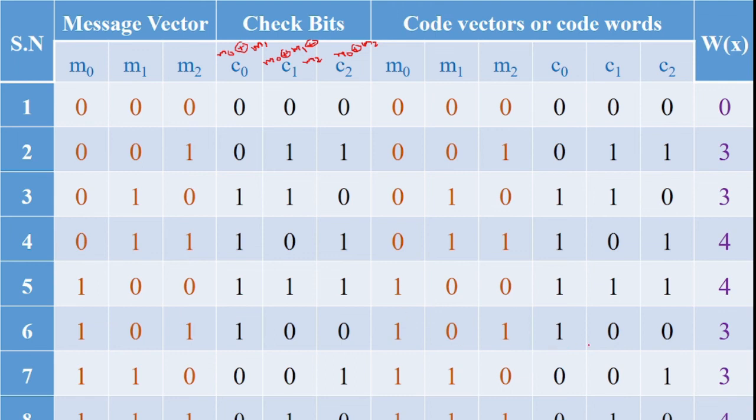In this code vector, the number of non-zero elements is 3, so the Hamming weight is 3. In this code vector also, the number of non-zero elements is 3, so the Hamming weight is 3. And out of all the Hamming weights in this table, except 0, the minimum distance is 3. The minimum distance is 3.